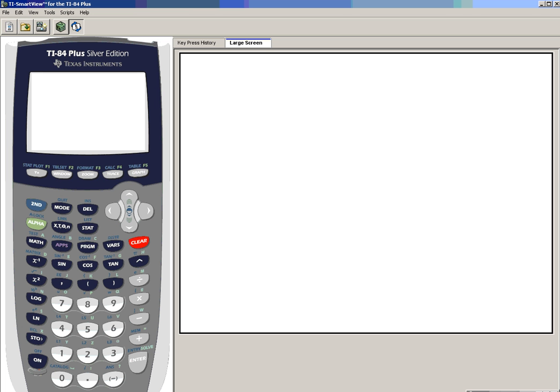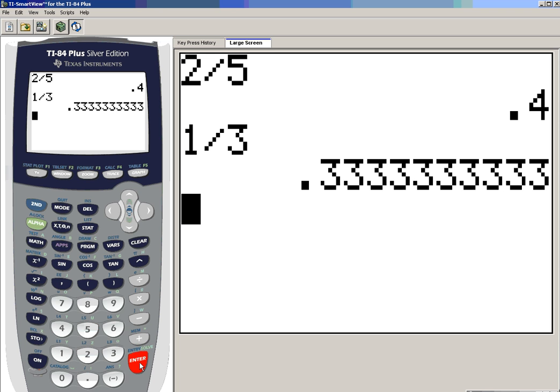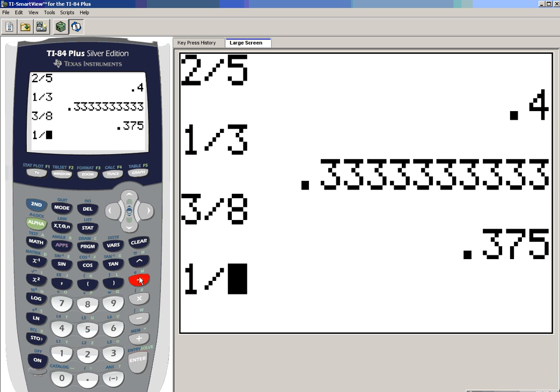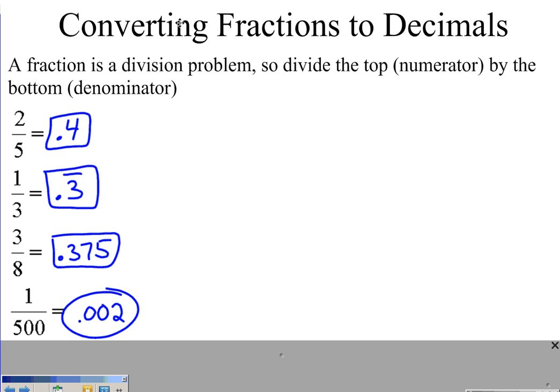Looking at each of those 4 on the calculator, plug it in simply as a division problem. 2 divided by 5, there's the decimal. 1 divided by 3, 0.3. Notice the 3 repeats, that's why we simply put a line over the 3 indicating that it goes on forever. 3 divided by 8, 0.375, and 1 divided by 500, 0.002.